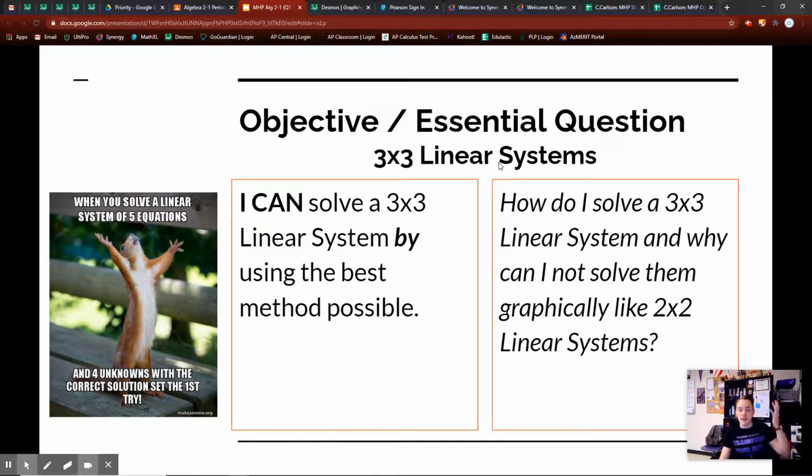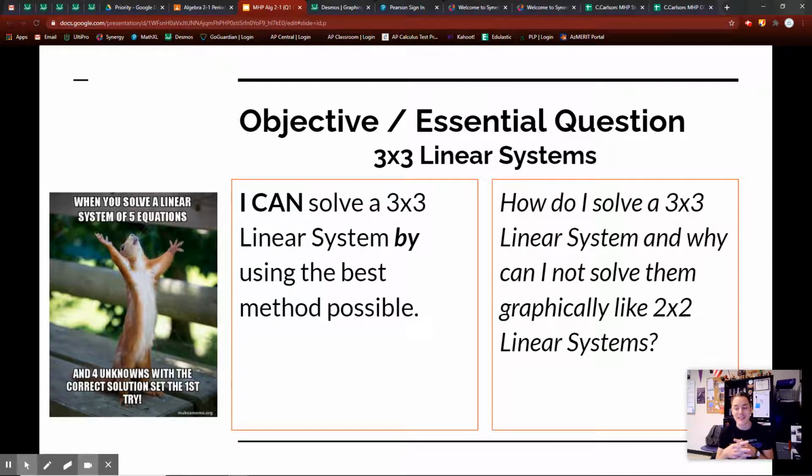All right, what's a 3x3? Well, first of all, how can I solve a 3x3? What is it? Well, it's 3 equations, 3 variables. Think about that. 3 equations, 3 variables. So you can have a 4x4, a 5x5, a 10x10, a 11x11. You can have tons of these equations, okay?